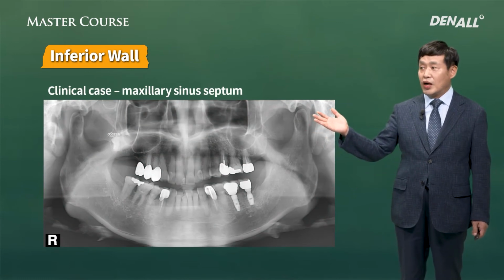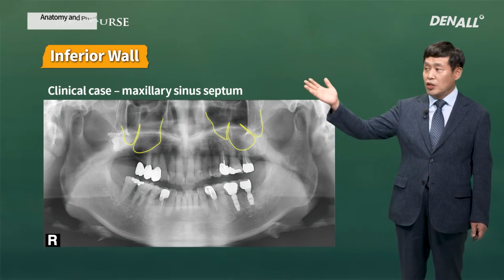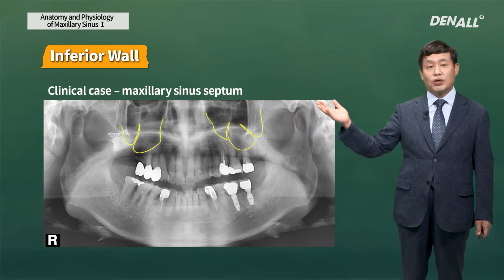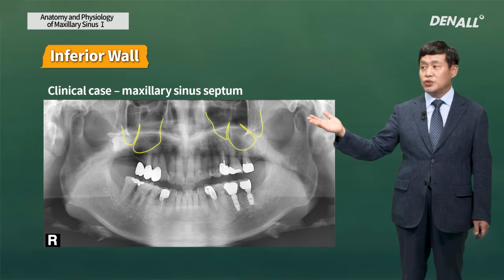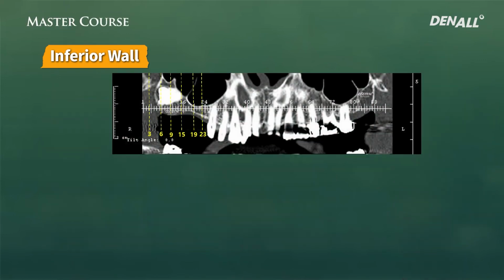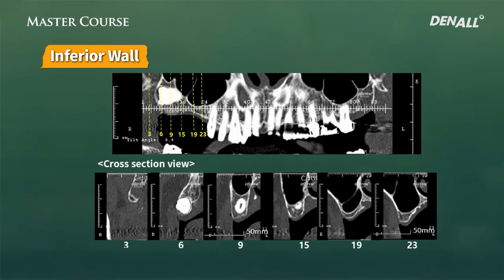Here in the panorama view, the zygoma buttress exists bilaterally, and there is a septum, a rather high septum, in this patient. In this case, if you take CT images, depending on the coronal section and the septum position, the images may look different, and you need to look at various images of the septum to understand the anatomical structure accurately.